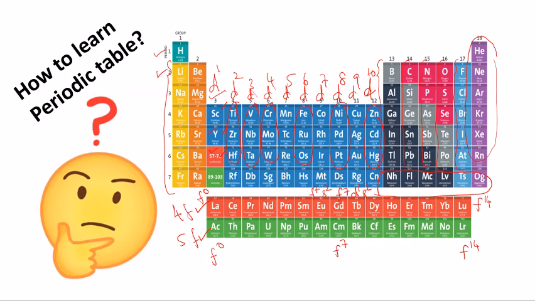Okay, this is how we have to learn the periodic table so that we can correlate the properties.